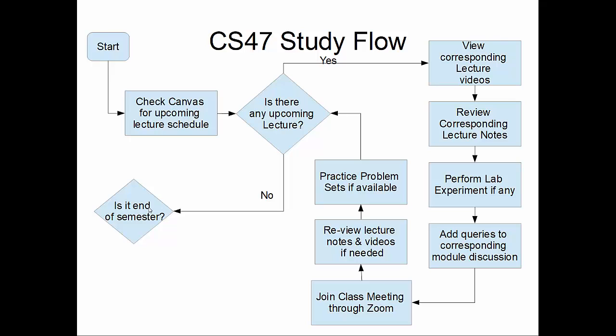Ask yourself, is it the end of the semester? Then go and check again your Canvas. Okay, is it exam time? Maybe it's a midterm, etc. Now, if it is the end of the semester, we know what is to be done. It's party time, and that's the end, right? So that is the general guidance on how to tackle this course.